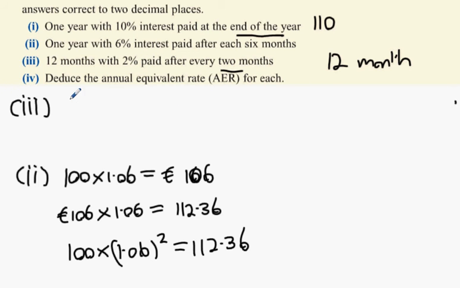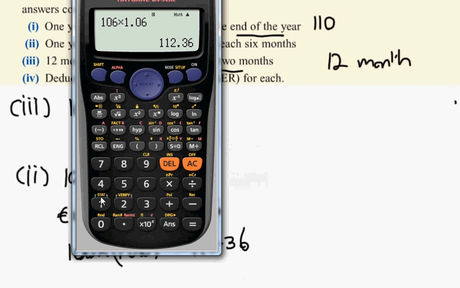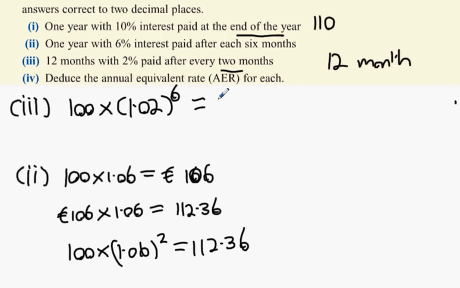So we get our €100, what we start off with, and we're going to increase it by 2%. Does everybody get that that's increasing it by 2%? How many times are we going to do it in a year? 6 times, so to the power of 6. Okay? So 100 multiplied by 1.02 to the power of 6, and we get 112.62.